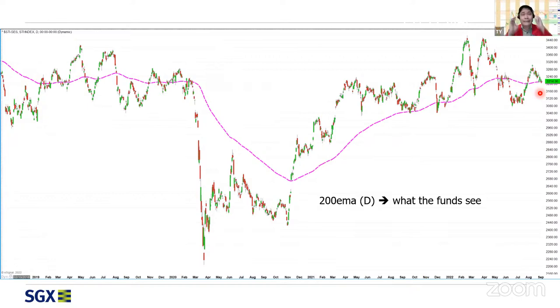Excuse me. I printed this chart yesterday. I needed to prepare all this by yesterday. So anyway, today the STI did not close too much different from where it was yesterday. So we are still around there.